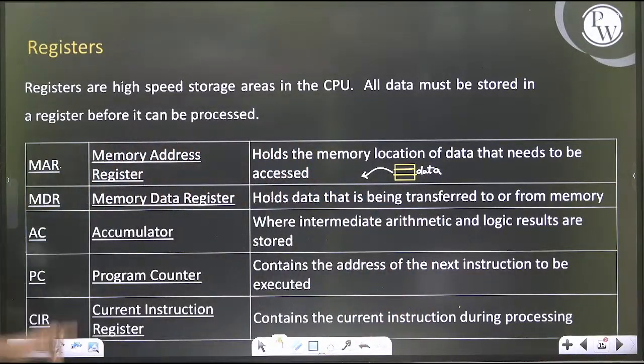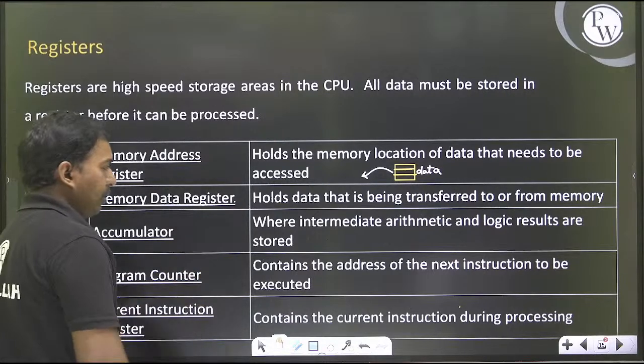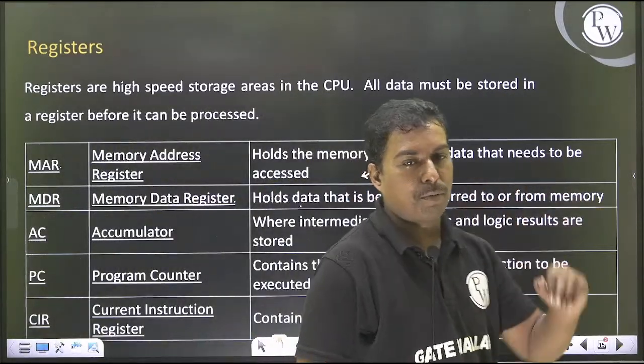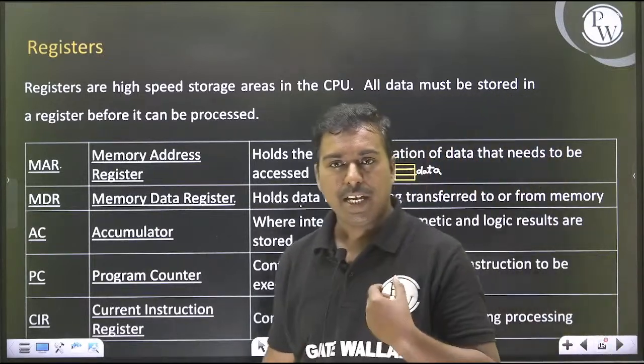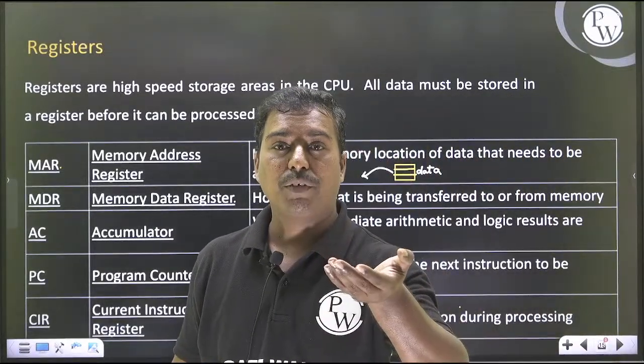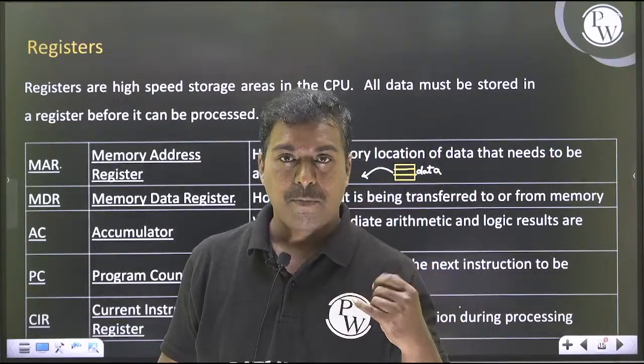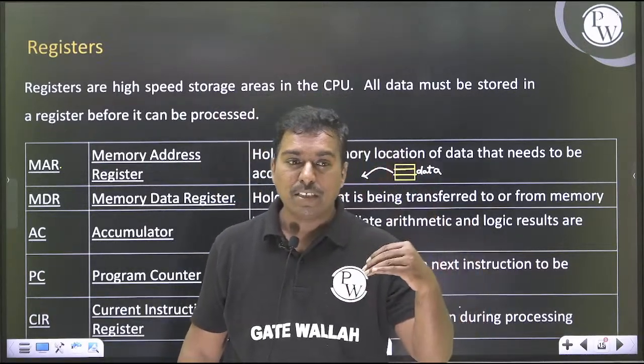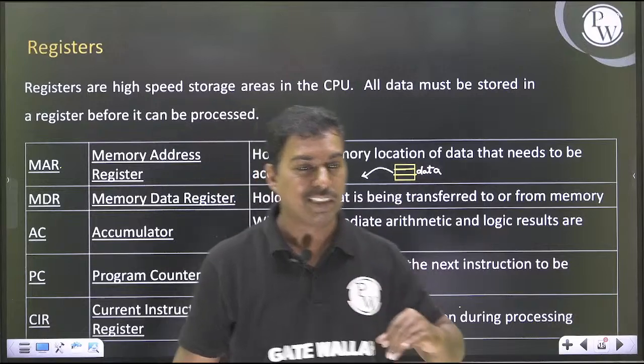Next, MDR, memory data register. It holds data that is being transferred to or from memory. You are taking data from memory and giving data to memory; that is what we call memory read and memory write. If you are taking something from the memory, we call it memory read. If you are writing something to the memory, we call it memory write.